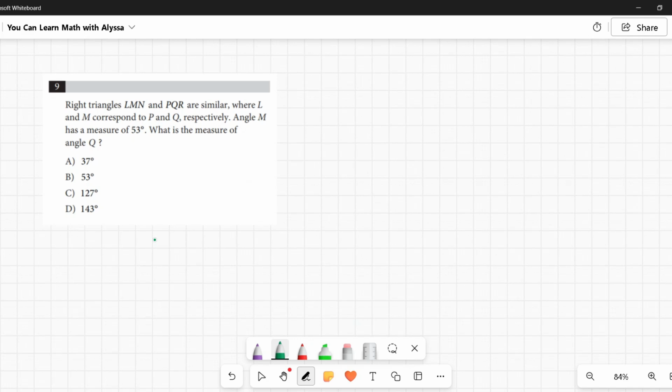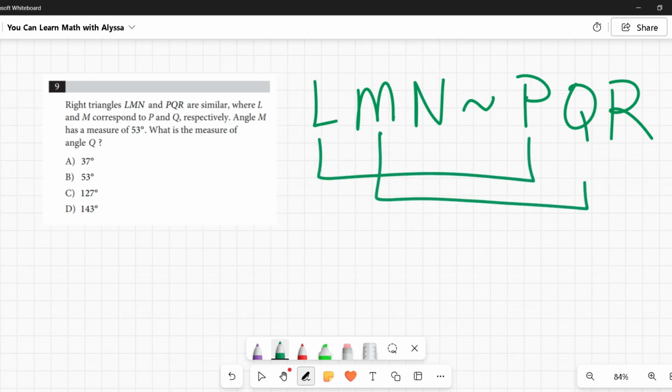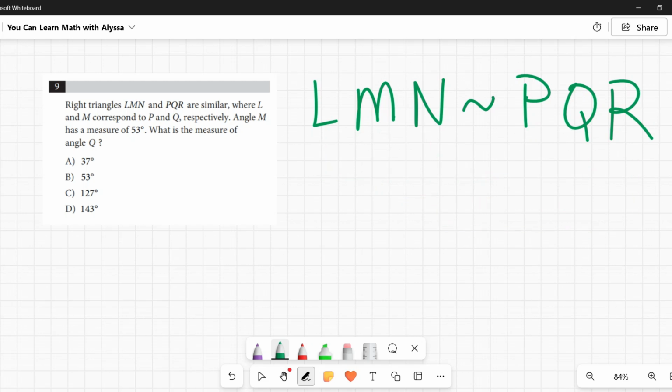Number 9. Right triangles LMN and PQR are similar, where L and M correspond to P and Q respectively. Okay, so they've actually given it to us in the correct similarity statement. They've said LMN and PQR are similar, but they didn't write it like this, so we might not be 100% sure. Does L correspond to P? Does M correspond to Q? And does N correspond to R? Because that's what a similarity statement means.